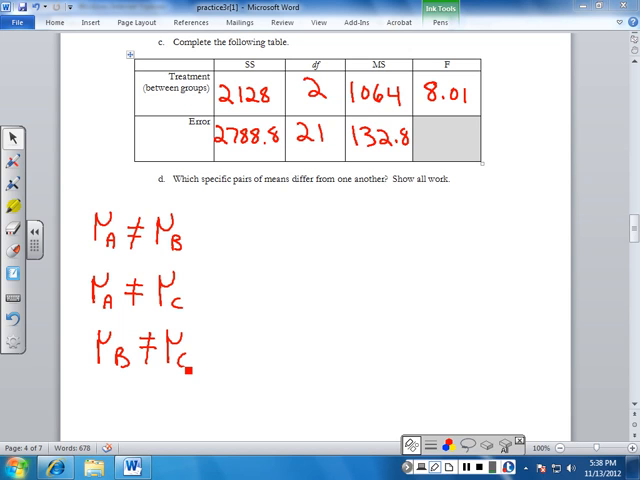So what we're going to look at first is, well, how far apart were the sample means? I had sample mean for A and B was 54 and 44. So I'm going to get the absolute value of the difference between X bar A and X bar B. And that's 54 minus 44.